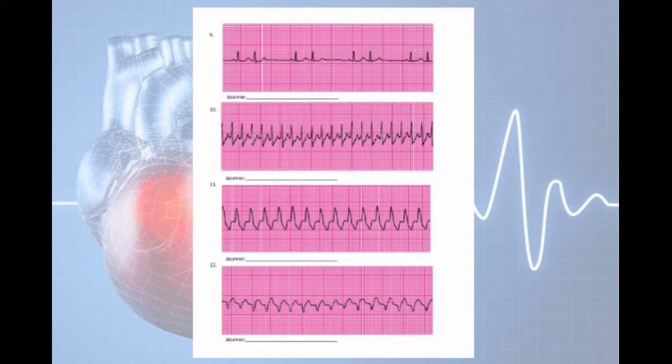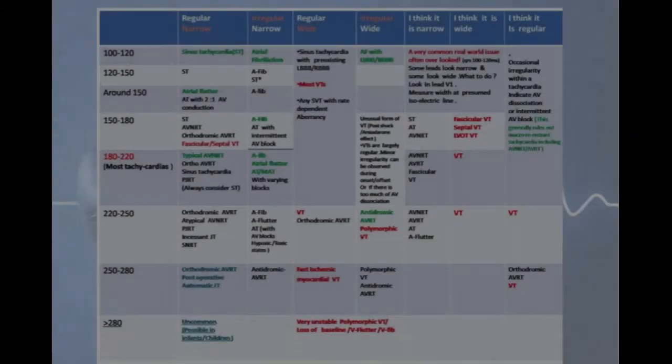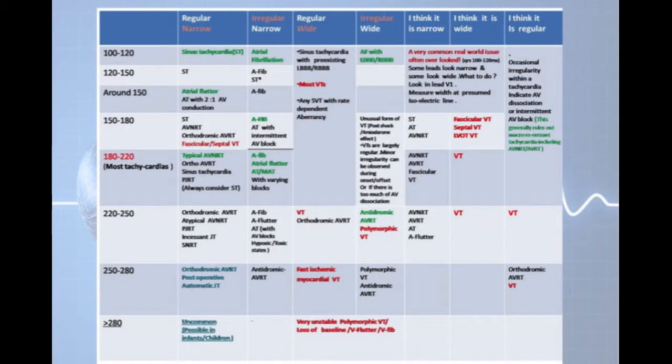Question number 11, what EKG is this? This is VTAC, wide complex, and meets the criteria for the rate. And question number 12, what is this rhythm? This is also the same as question number 11. This is VTAC. When I was doing my research for this PCEP topic, I came across this spreadsheet from Dr.